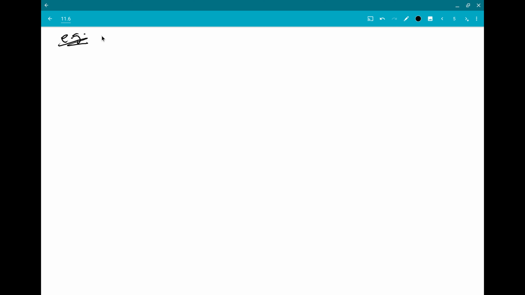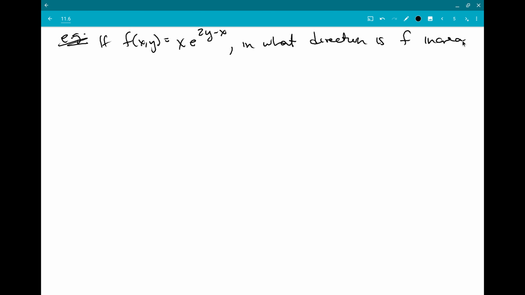So if f of xy is equal to x e to the 2y minus x, in what direction is f increasing most quickly at the point 2, 1? And then even more than that, what's the maximum rate of increase?